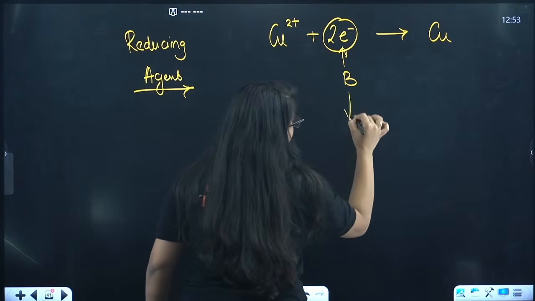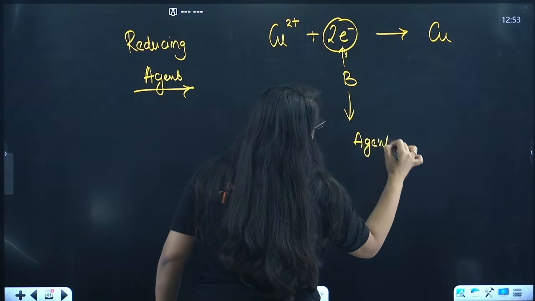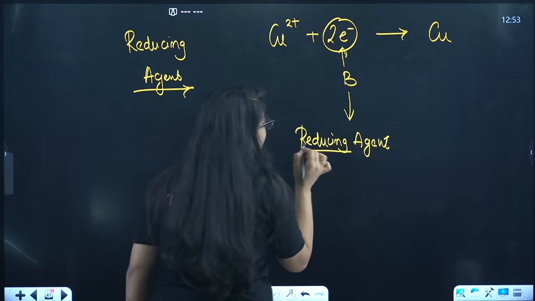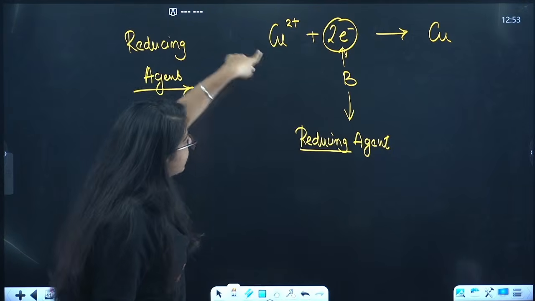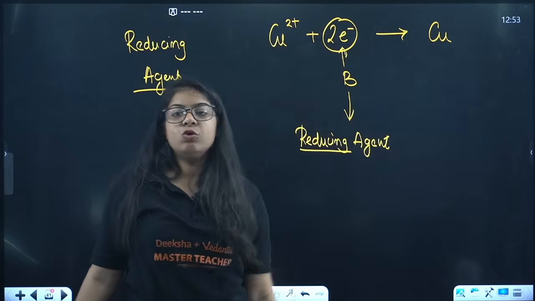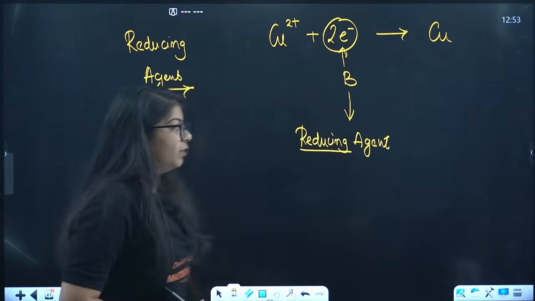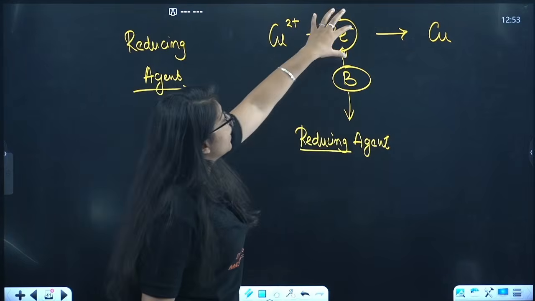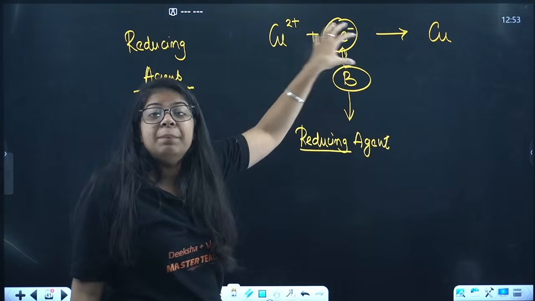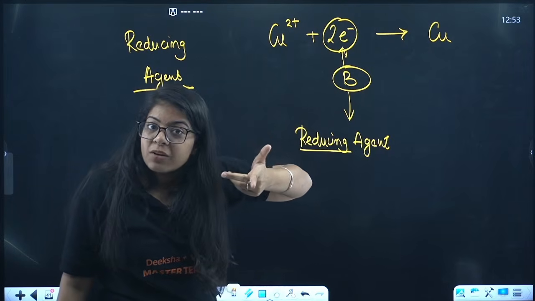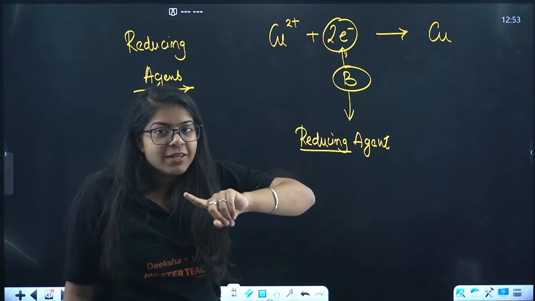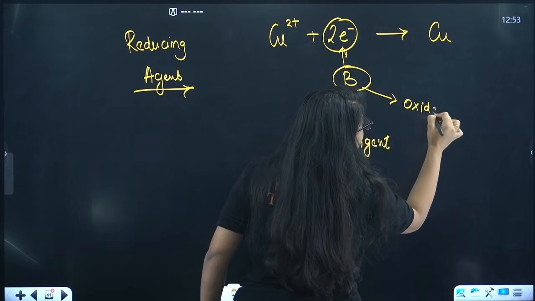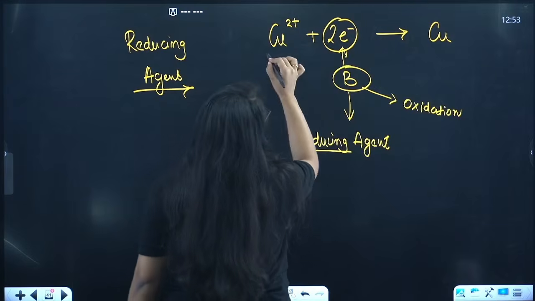So what is agent B? It is an agent which helps in reduction. So this will be the reducing agent. Why? Because it is helping the other substance to get reduced. Done. Now beta, see carefully. When B is giving electrons, copper is gaining electrons, but B is doing what? B is losing electrons. Losing electrons is what? Oxidation. So technically here on B, oxidation is happening.